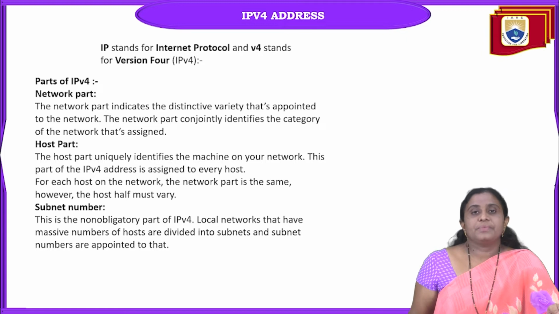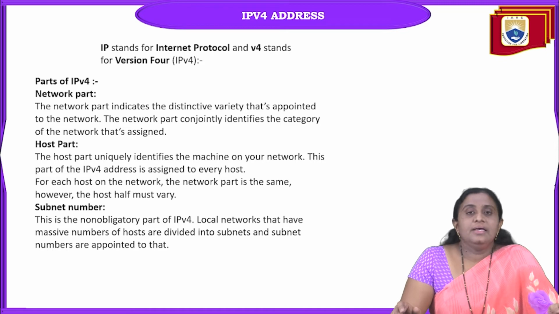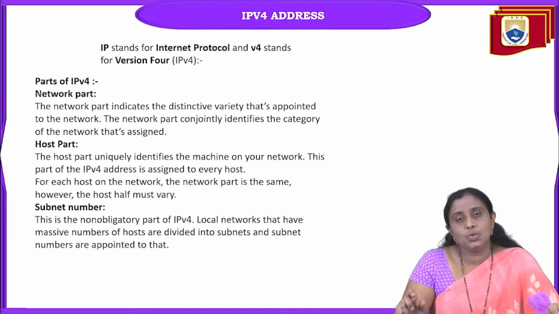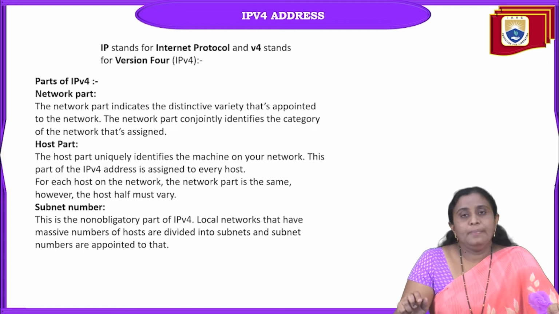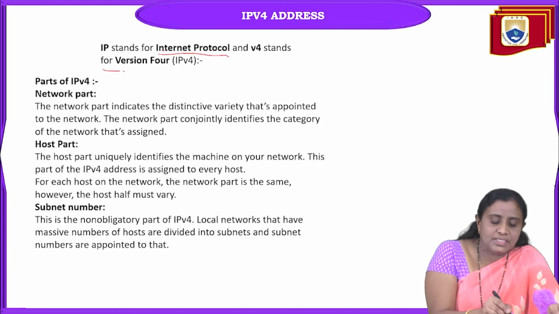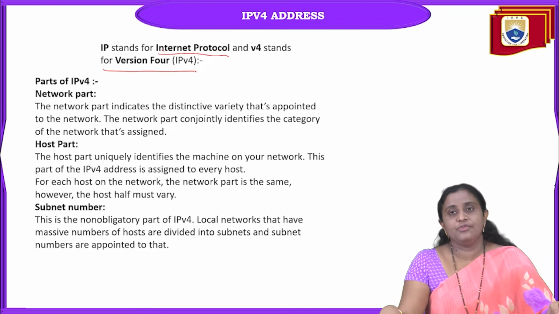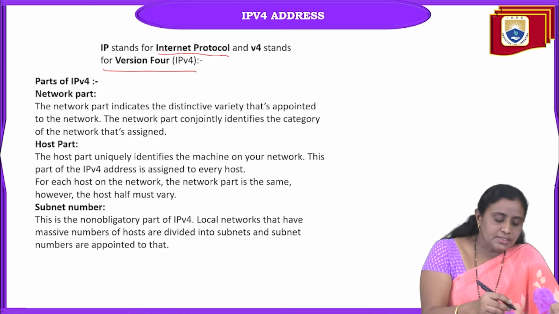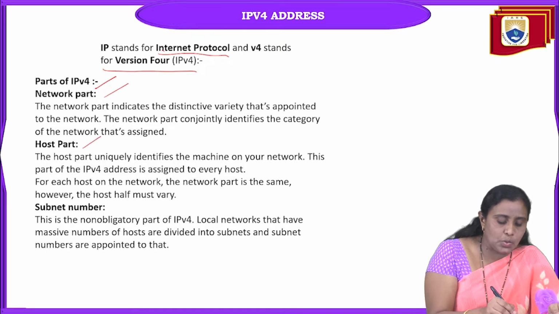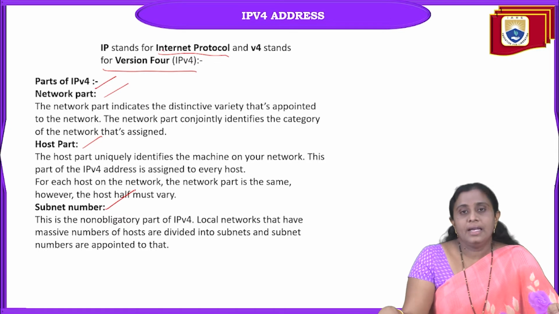And coming to the IPv4 addresses, according to our discussion topic, internet protocol addresses can be divided into two types: IPv4 addresses as well as IPv6 addresses. IP stands for internet protocol and V4 stands for version 4. Hence we can see the parts of IPv4. The first part is the network part, the second is the host part, and the third is the subnet number.